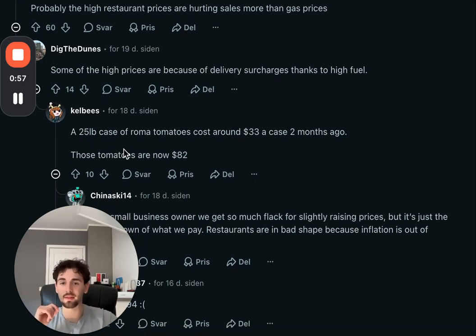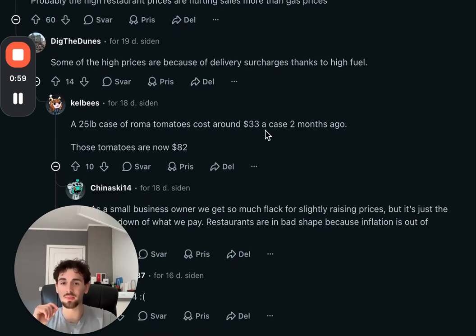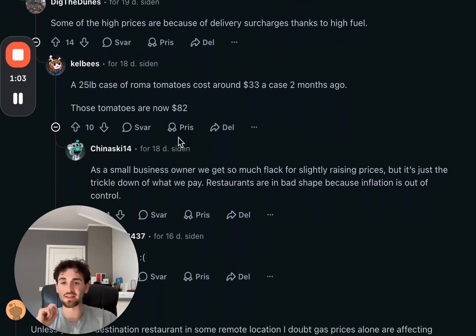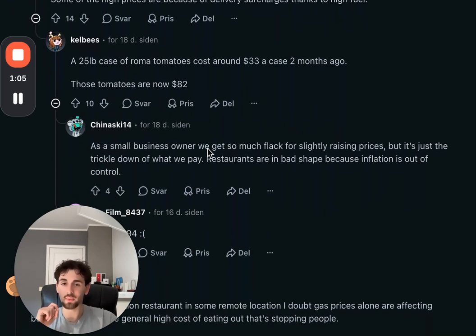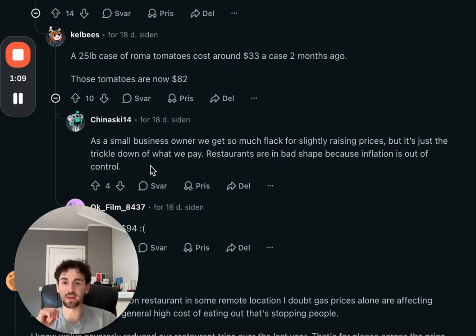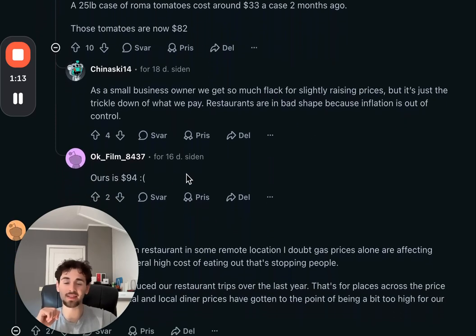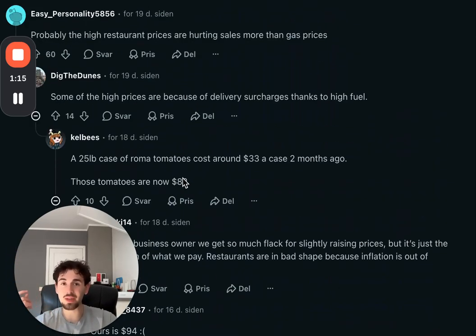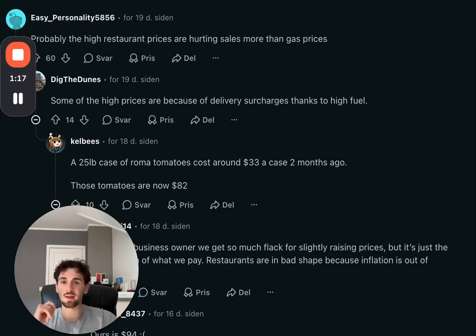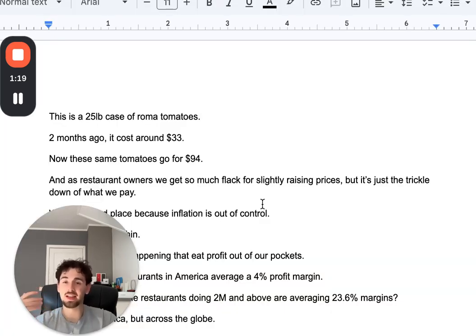A 25-pound case of Roma tomatoes cost around $33 a case 2 months ago. Those tomatoes are now $82. And as small business owners, we get so much flak for slightly raising prices, but it's just a trickle down of what we pay. Restaurants are in bad shape because inflation is out of control. Ours is $94. So people are relating to this, meaning I can create an ad out of it. That's how I validate ads and make sure that every ad I write is not guessing or an assumption. It's what the market is already saying.